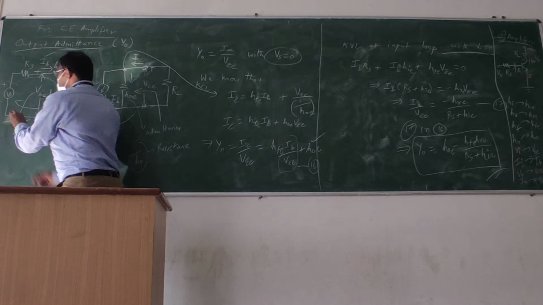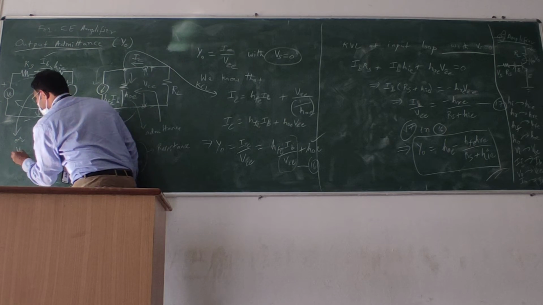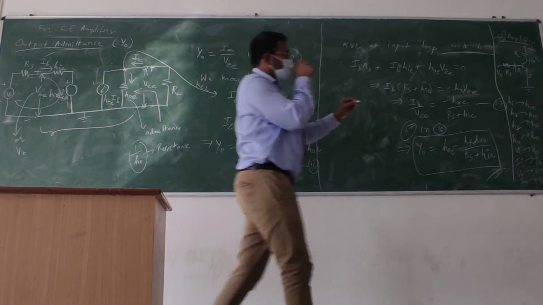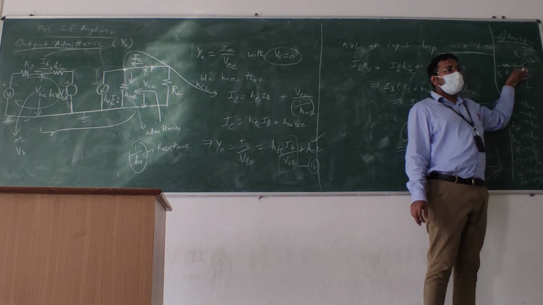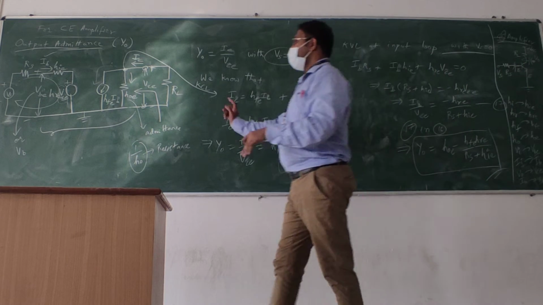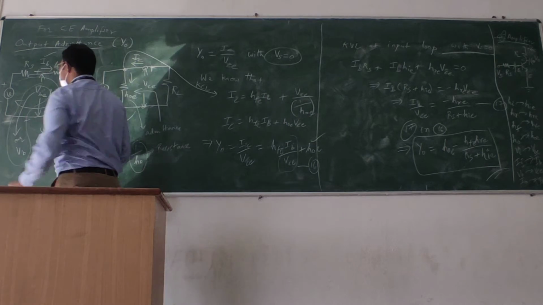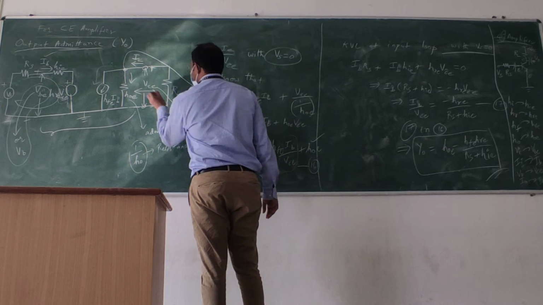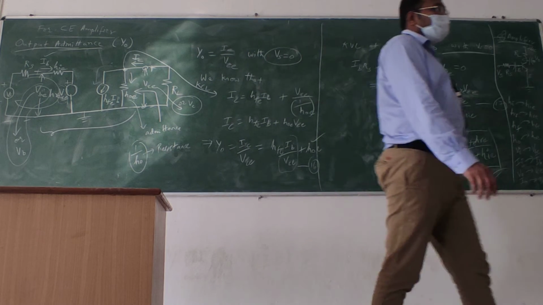Sometimes instead of calling this VBE, they simply call it VB, because the emitter is anyway grounded. There is no other element here from emitter to ground. Clear? So base-emitter voltage will be simply equal to base voltage. It is VBE or simply VB. Likewise, they will call this VCE or simply VC. Clear?